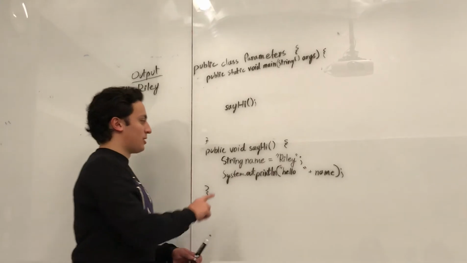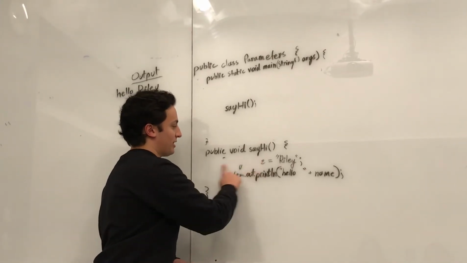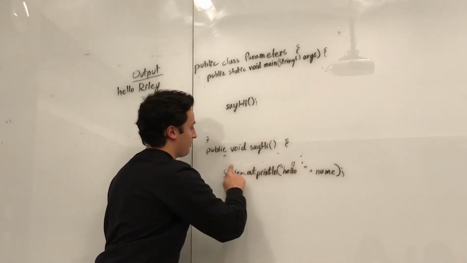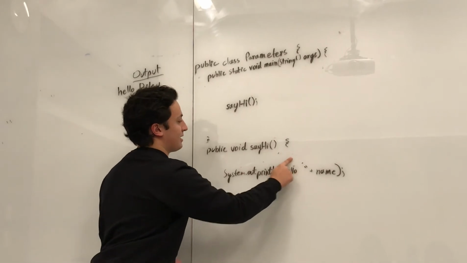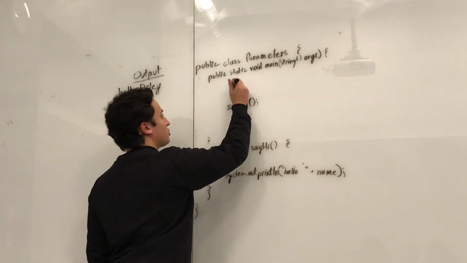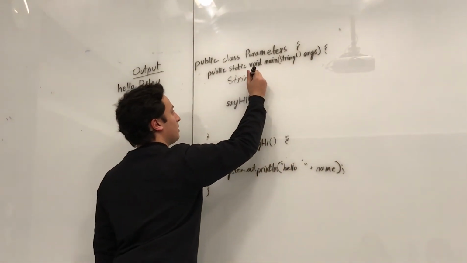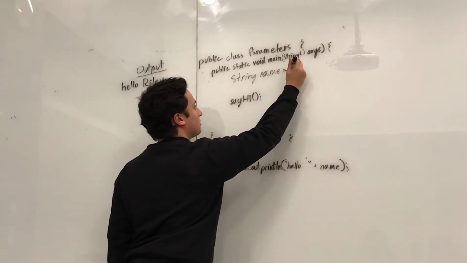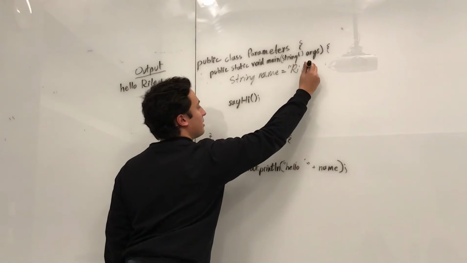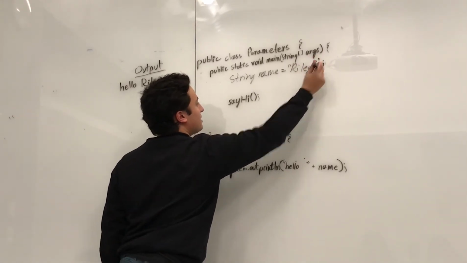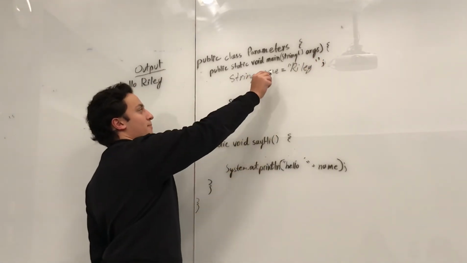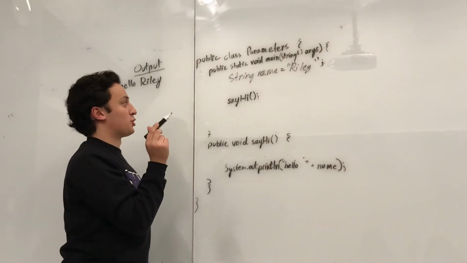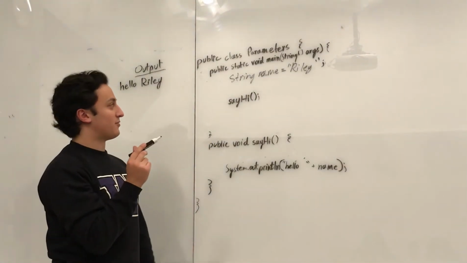Now, an intuition that a lot of people might have then, knowing that we can manipulate variables, is to do something like this: take it out of here, and then put string name equals Riley. Now, this is good thinking, but we have to talk about variable scope here. This isn't going to work because of scope.